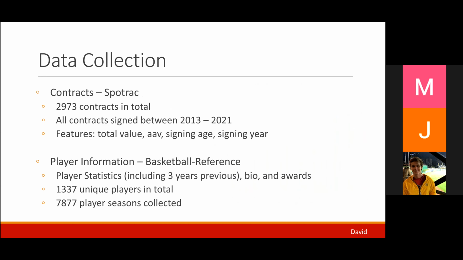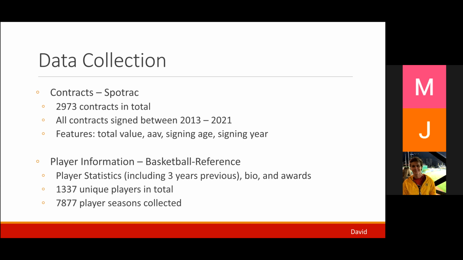The first part of this analysis is collecting data. Since there's no ready-made data set available online that includes all the features that we think go into contract negotiations, we need to collect our own data. To do this, we're building custom-built Python web scrapers, and we're scraping from two sources. The first source is called SpotTrac, and it's where we're getting our contract data from. In total, we're collecting 2,973 contracts between the years 2013 and 2021. This includes features like total value, average annual value, signing age, signing year, etc.